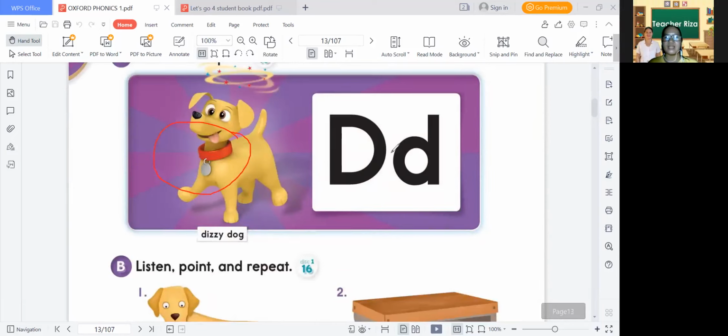Okay, we are already in letter D. Again, what letter is this? It's letter D. Letter D. D, D. Dog, D. Okay. Again, what letter is this? Letter D. Can you repeat? What letter is this again?